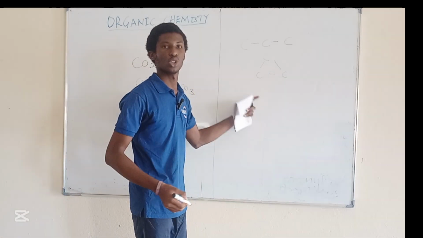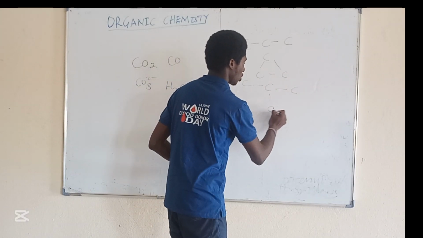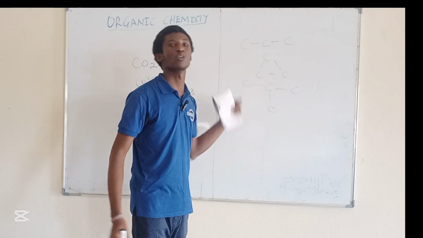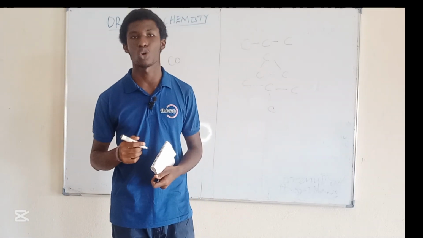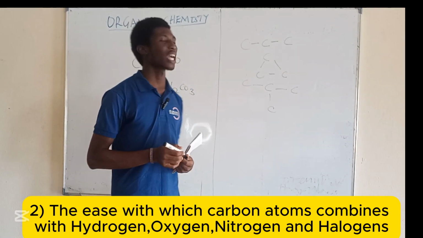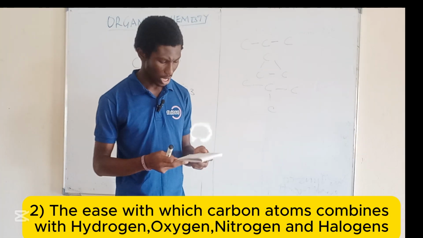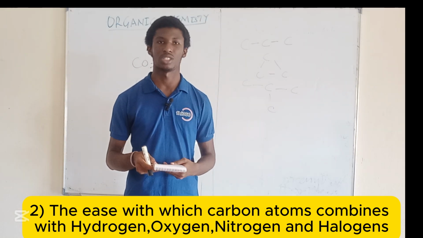Ring structures. And they can also form what? Branched chains. This is what the first one is trying to say: it is due to the exceptional ability of carbon atoms to catenate. The second one is the ease with which carbon combines with hydrogen, oxygen, nitrogen, and halogens.